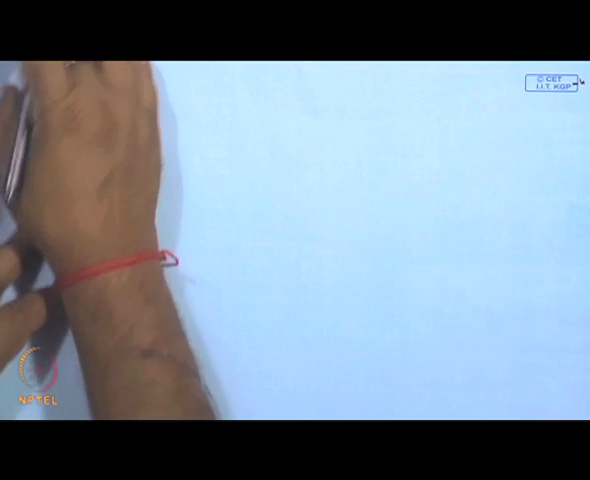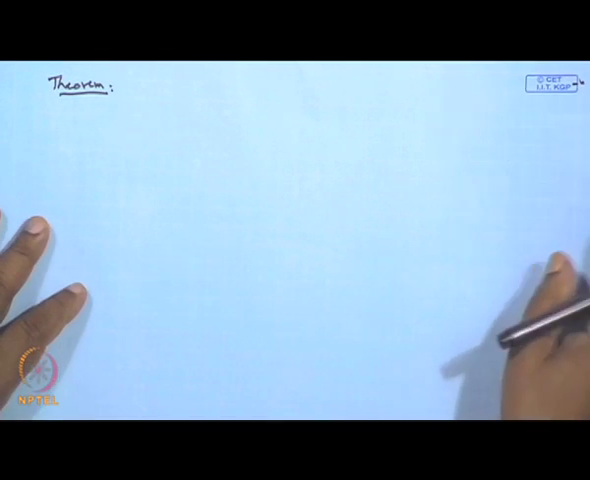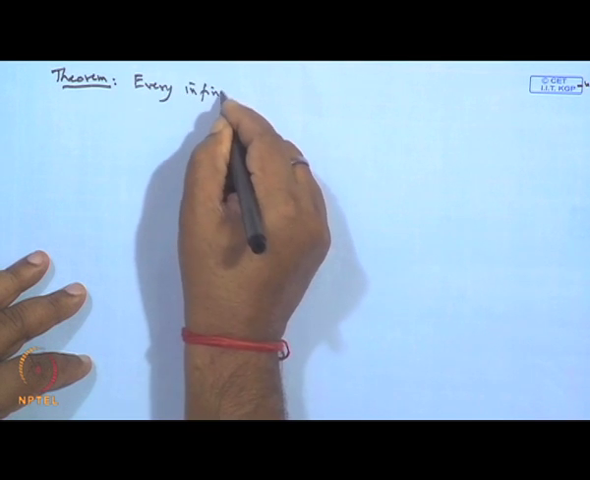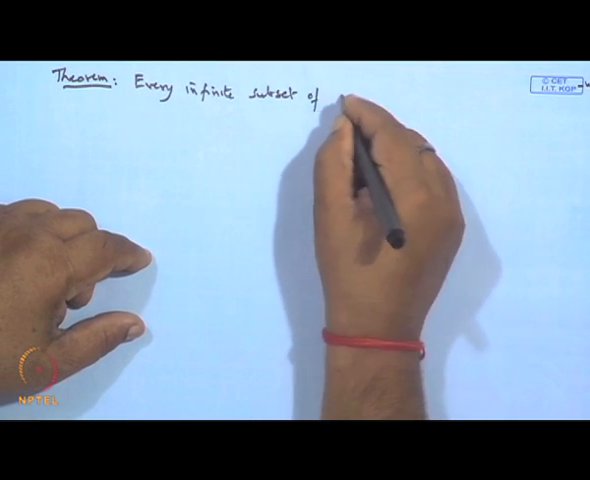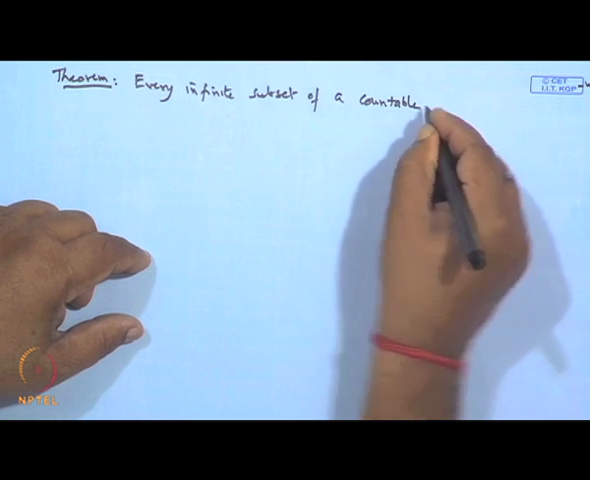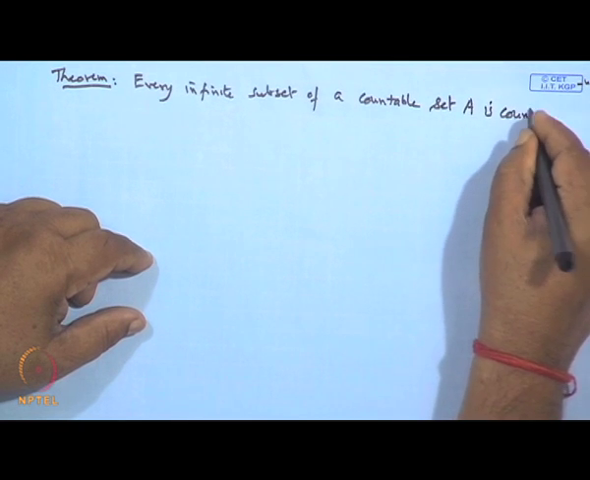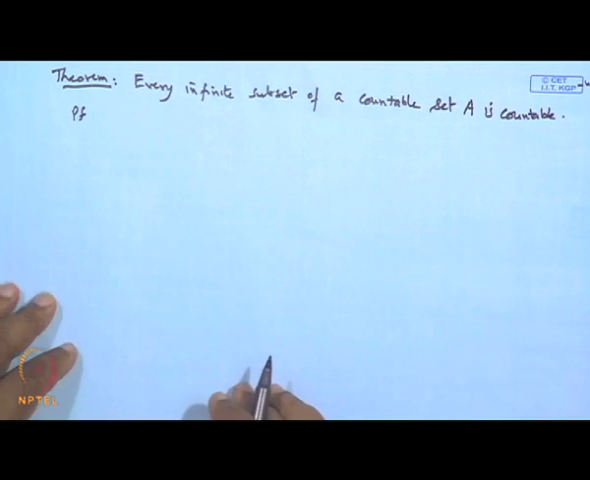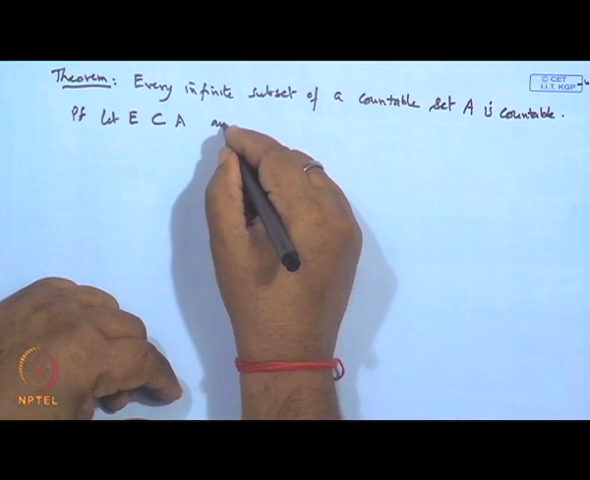Now, this is an interesting result, and the result says every infinite subset of a countable set A is countable. Okay. So, the proof is: let E be a subset of A and E is infinite.